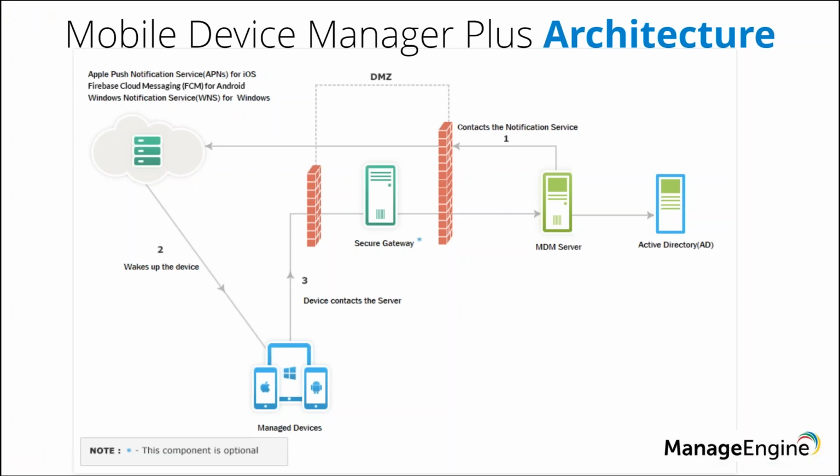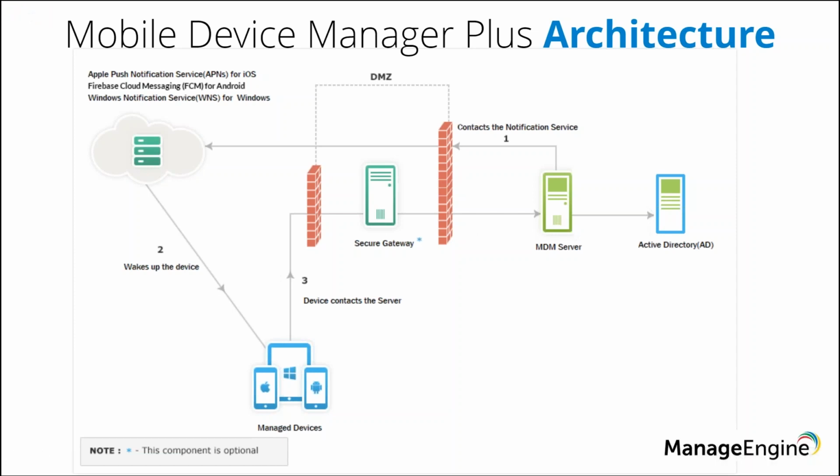So the communication cycle is as follows. The MDM service leverages your notification services in order to wake up your mobile devices. So if you're going to push out any apps, everything would happen through your notification service. And once an app installation has been completed, your managed mobile devices would go through your MDM server directly. So it would not reach your notification services, it would directly reach the MDM service.